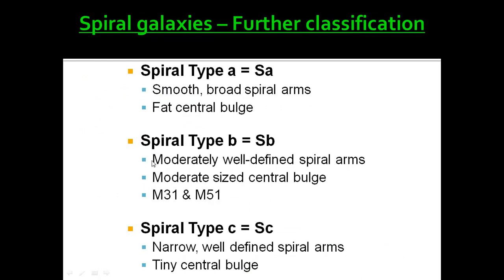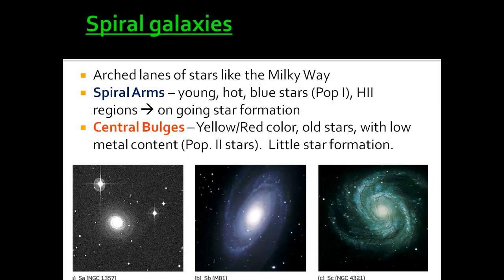They have moderately well-defined spiral arms and a moderately sized central bulge. M31, the Andromeda Galaxy, and M51, the spiral galaxy near the Big Dipper, are essentially spiral type B galaxies. So they're kind of like the middle spiral galaxies. You can start to see more distinct spiral arms and a moderately sized central bulge.